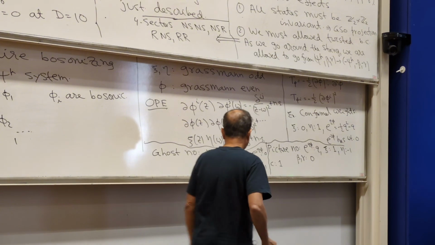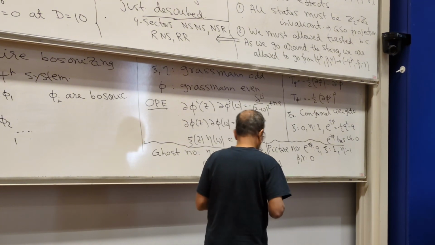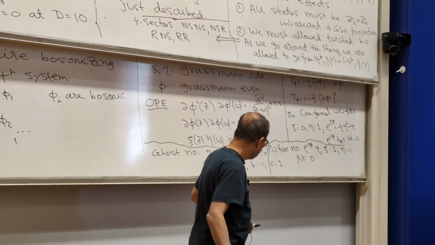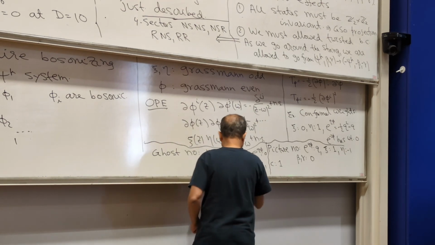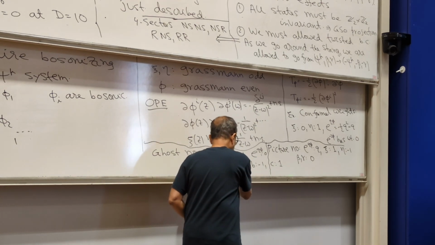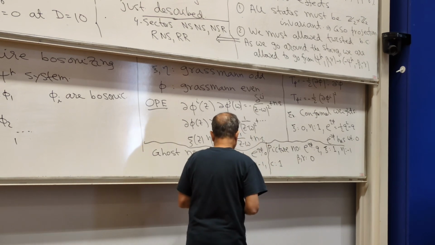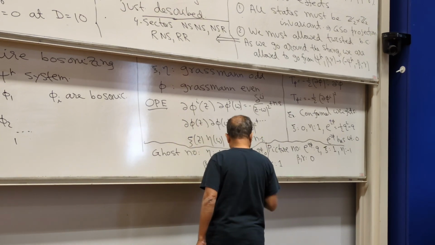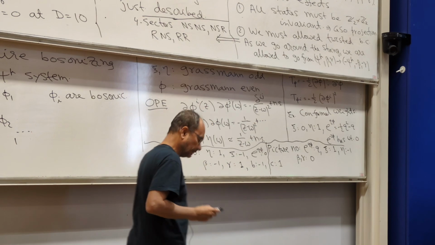Because beta and gamma do carry ghost number, but picture number is something which arises after bosonization, and this will be important later.